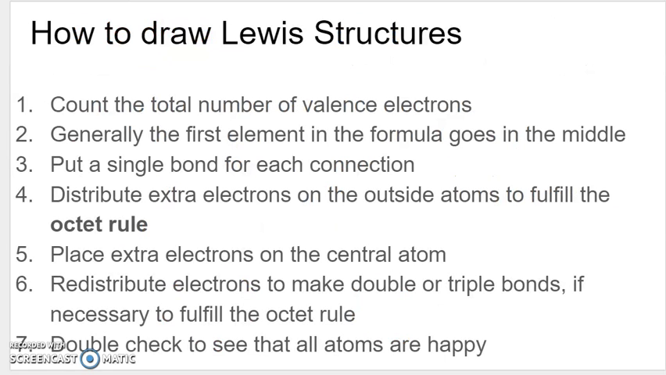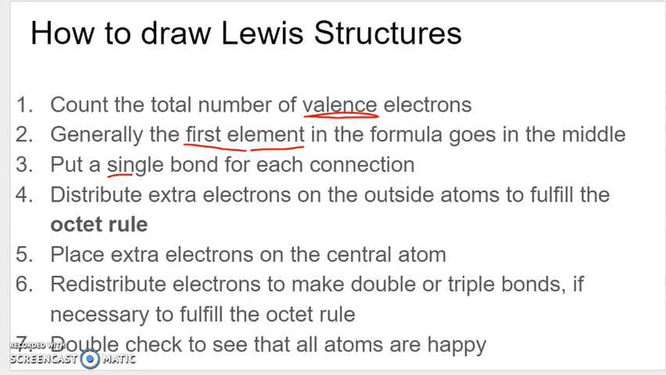Okay, so let's talk a little bit about how to actually draw a Lewis structure. These would be the steps that you want to make sure you follow. So first up, you total up the number of valence electrons. Remember, we're only working with valence electrons. When you put the structure together, generally the first element listed in the formula goes in the middle. The notable example would be hydrogen, like for water, H2O. Hydrogen always must be on the outside.